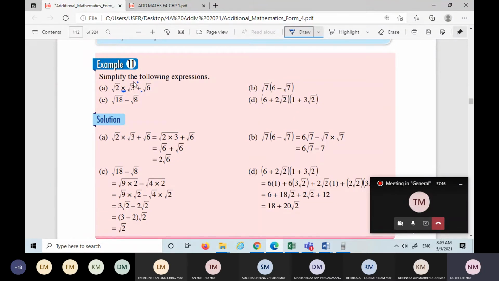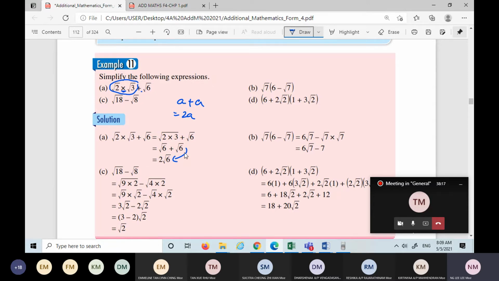So for this one, use your law number 1. You combine this, then you get square root of 6. Square root of 6 plus square root of 6, you get 2 square root of 6. This part, I don't know whether you're okay or not. Let's say the square root of 6 is A. Square root of 6 is another A. So what's your answer? 2A. So it's the same as this. Square root of 6 plus square root of 6 is 2 square root of 6.